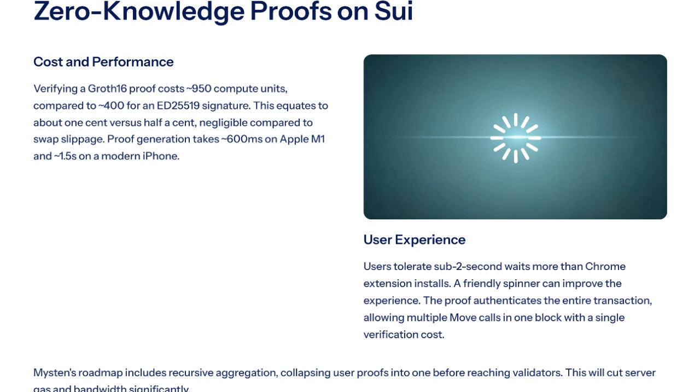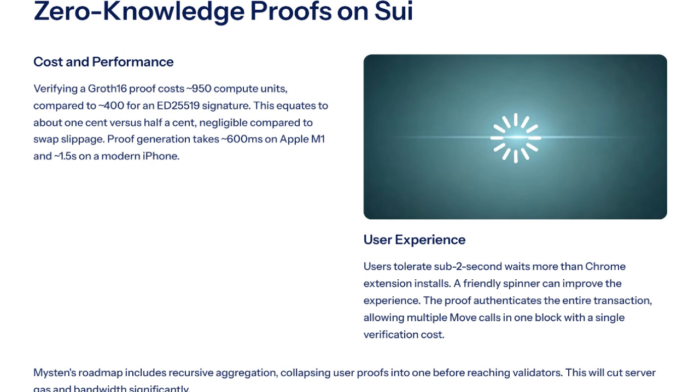Verifying a Groth16 proof costs roughly 950 compute units versus 400 for a classic Ed25519 signature. At today's mainnet pricing, that's maybe 1 cent instead of half a cent. Negligible next to swap slippage.